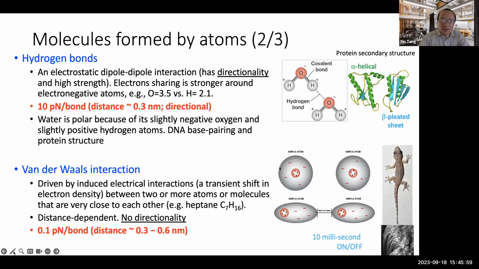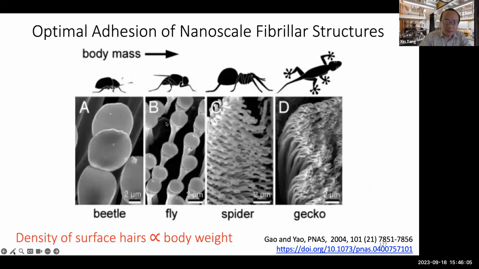Okay? And in nature, people find there is another scaling law here. We know all those beetles, flies, spiders and the gecko are all able to adhere to the surface of the roof, right? They all can do it. But their weight is different. From the beetles to the fly to the spider to the gecko, the weight increases.